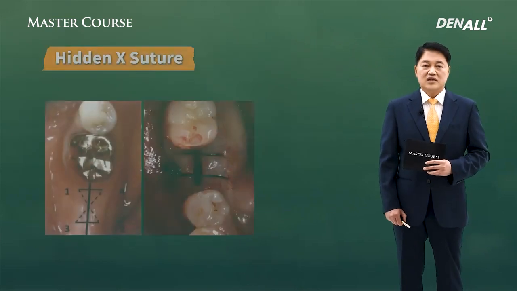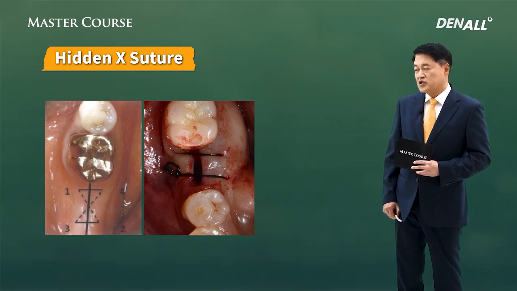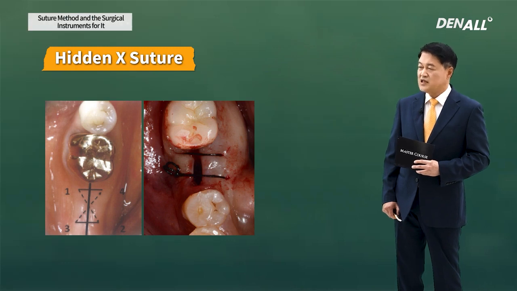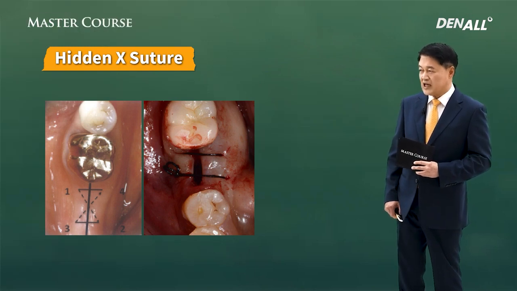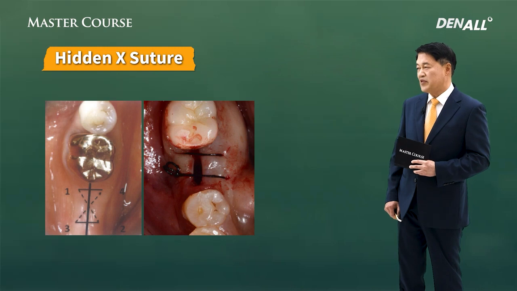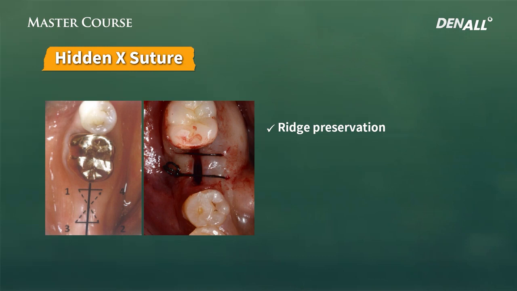Next suturing technique is the hidden X suture. As you can see, first, on the mesial buccal side, you go in, and you go out distal lingual side, and again, distal buccal, you go in, and mesiolingual, you go out. And if you do this suturing, from the outside you see two parallel lines, but on the inside, you see an X-shaped form. So this type of suture, you mostly use for ridge preservation, or after doing open membrane technique, you use this to stabilize the membrane.